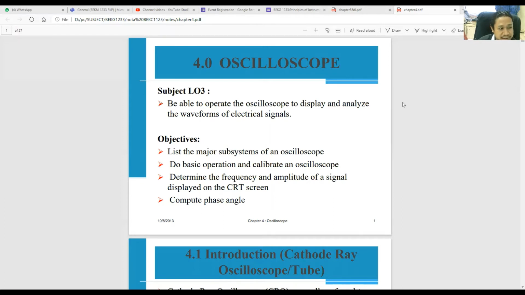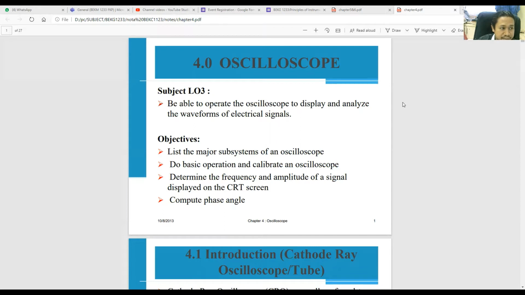The second objective is to do the basic operation and calibrate an oscilloscope. Before we do some measurement or analysis on the electrical signal, we have to do a calibration. For a digital oscilloscope, it is very simple and straightforward to calibrate the oscilloscope before we do measurements.